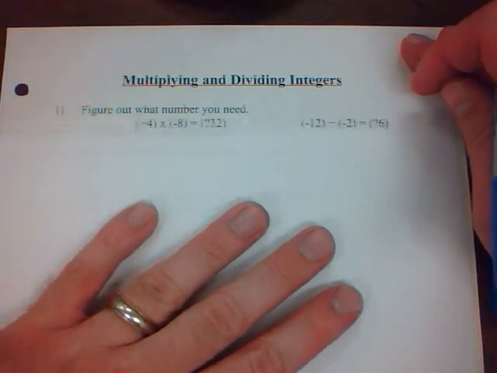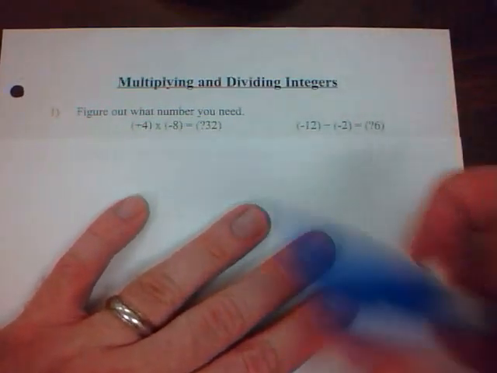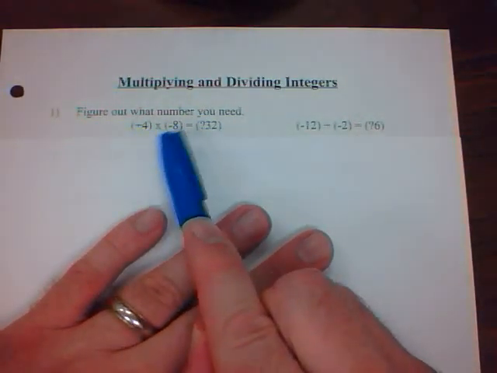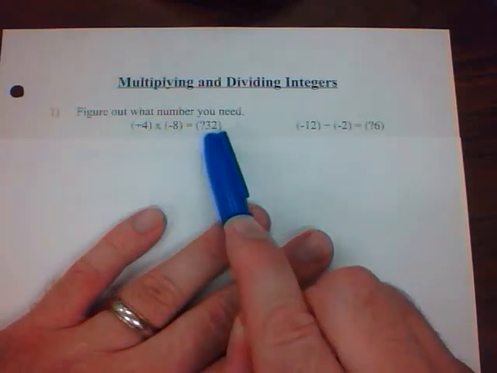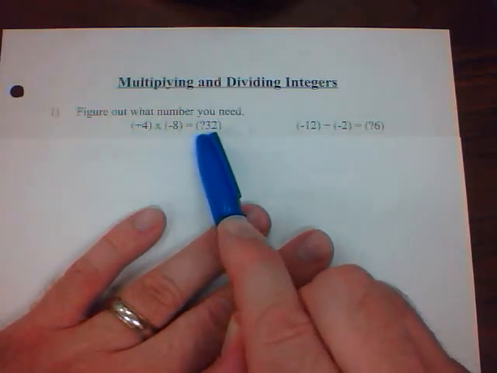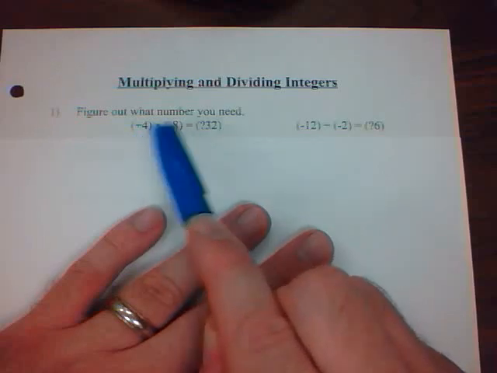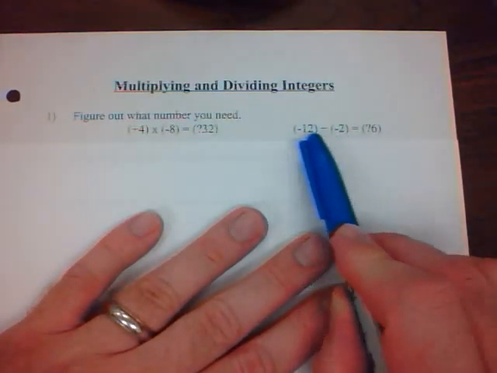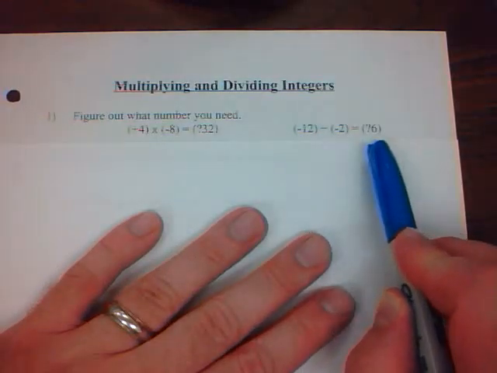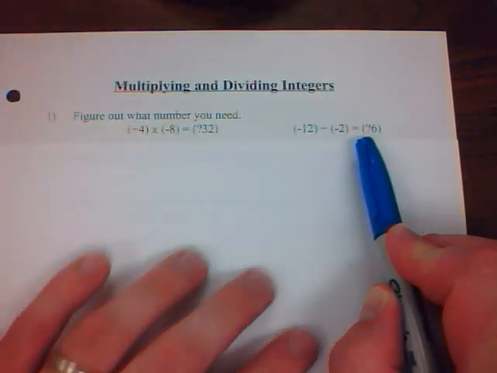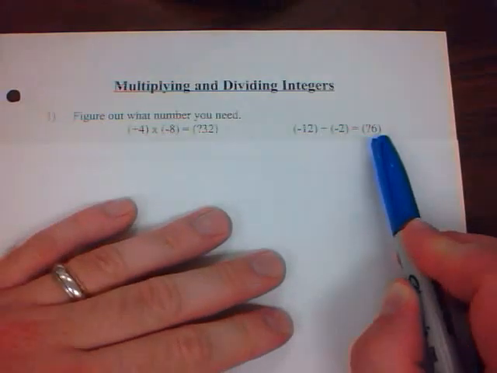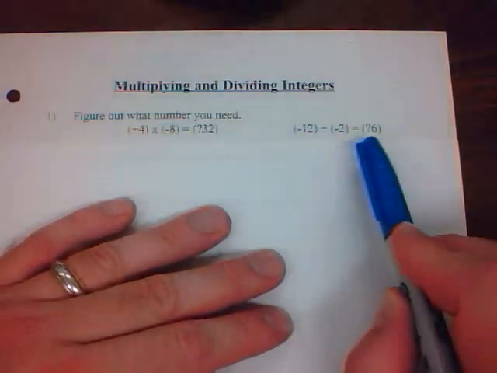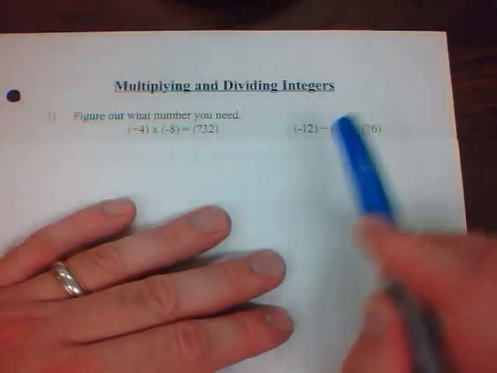Step 1, figure out what number you need. Here are two examples. You're doing 4 times negative 8. It's a positive 4 and a negative 8, but you know the number will be 32. You don't know whether it's positive or negative, but you know it's 32 because 4 times 8 is 32. Over here, you're doing a negative 12 divided by negative 2. You know that 12 divided by 2 will be 6. You don't know what kind of 6, but you know that it's 6. So that's the first thing you do. Figure out what the number is going to be.